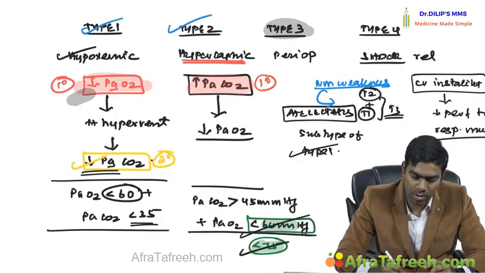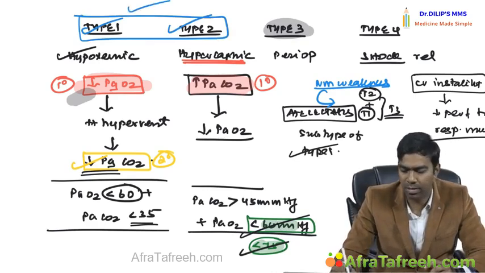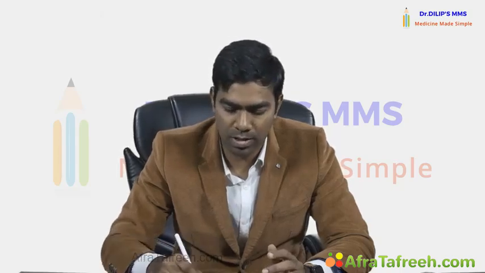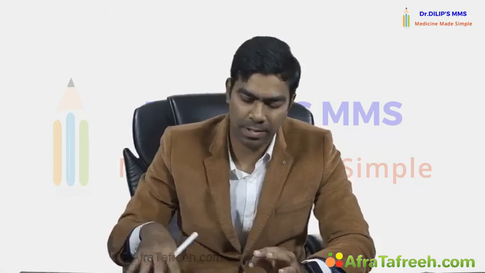And the most important thing that we need to know is type 1 and type 2 for all practical purposes, because type 3 and type 4 are not a very big deal. For all practical purposes, what is needed for our practice as well as in ICU critical care is type 1 and type 2 respiratory failure.